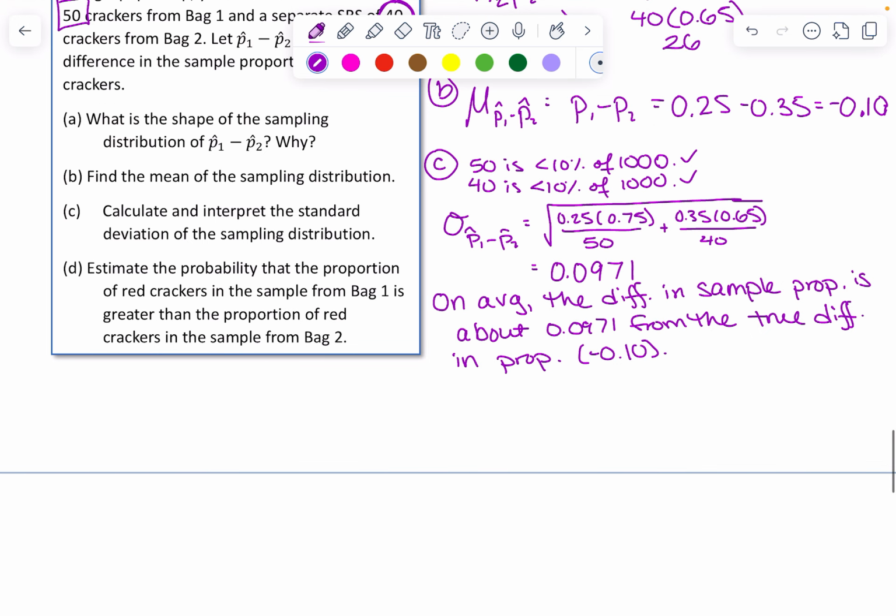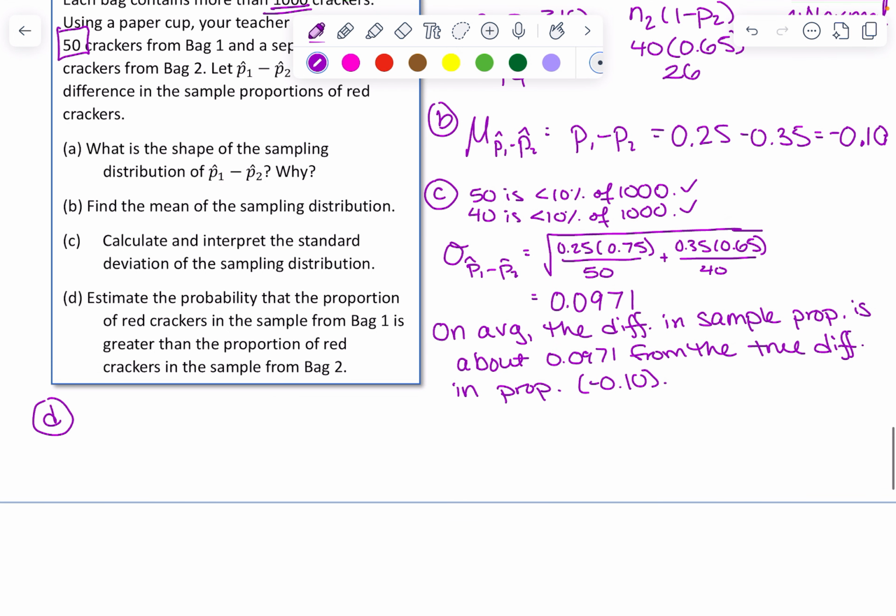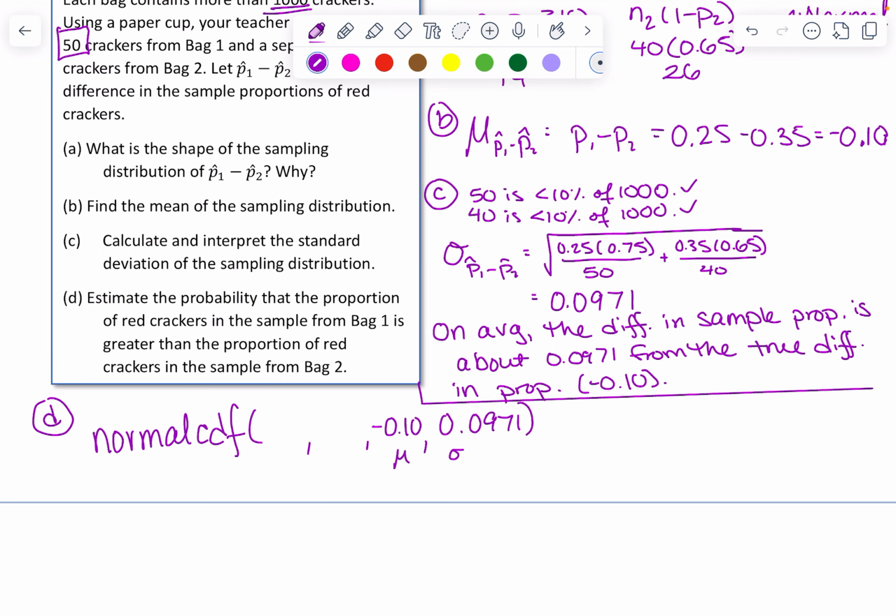Now part D, estimate the probability that the proportion of red crackers from bag 1 is greater than the proportion of red crackers from bag 2. Okay, probability. I know it's going to be normal CDF because we already proved it was normal. Okay. I know the mean, we already said, was negative 0.10. I know the standard deviation, we just found it, 0.0971. Let me try to separate it a little bit. Okay.